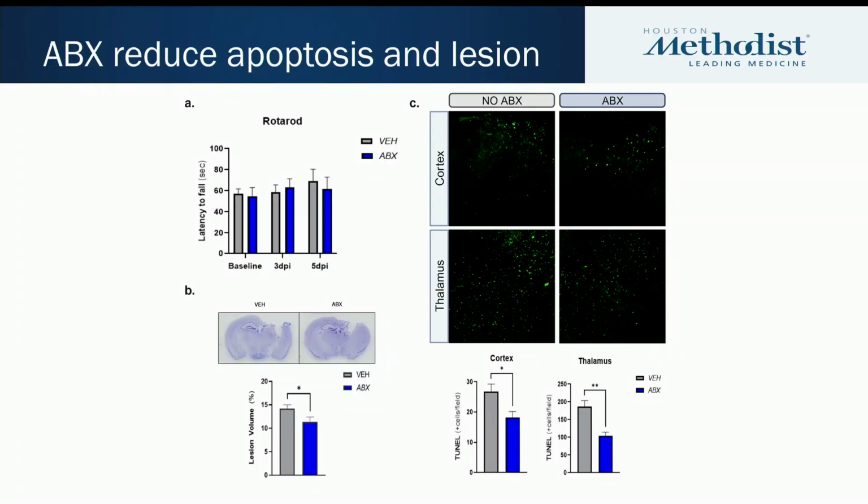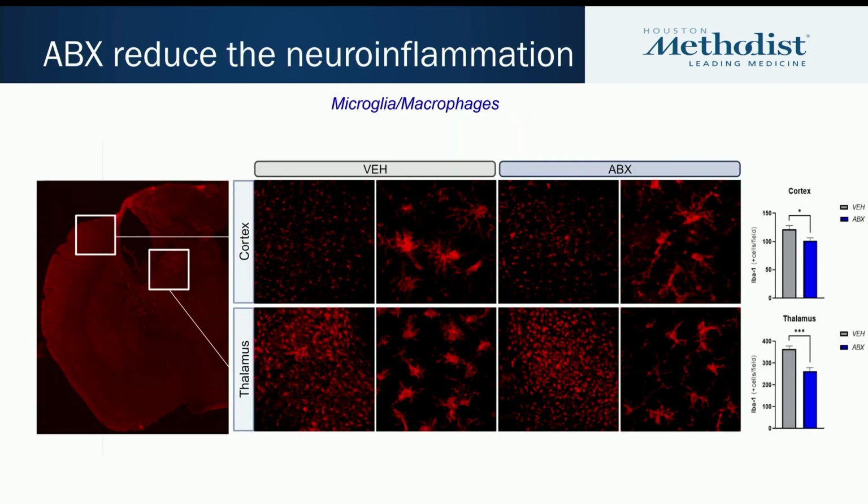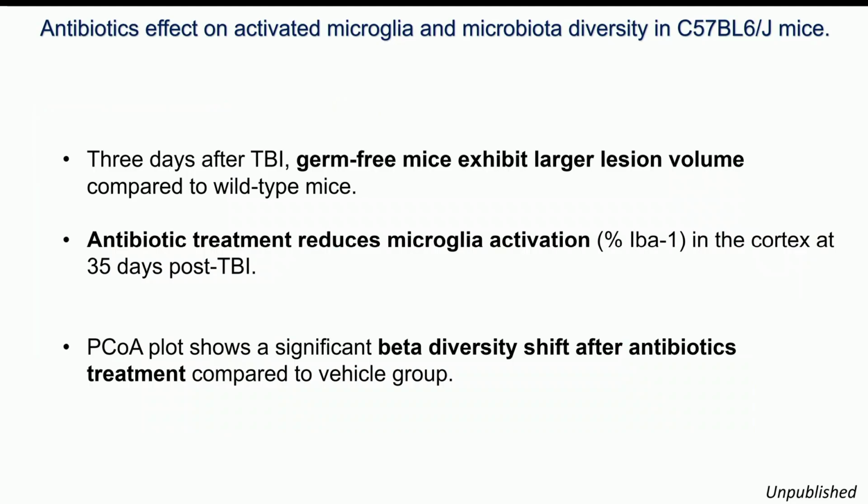And we identify that in the lesion volume, for example, the animals with antibiotics have less lesion, less cell death in different areas of the brain, in the cortex and thalamus, etc. We identify as well less microglia activation, less inflammation. Using the antibiotics is neuroprotective in specific areas in the brain, and the animals recover faster. So that is a little bit contradictory to the previous results with the germ-free mice.